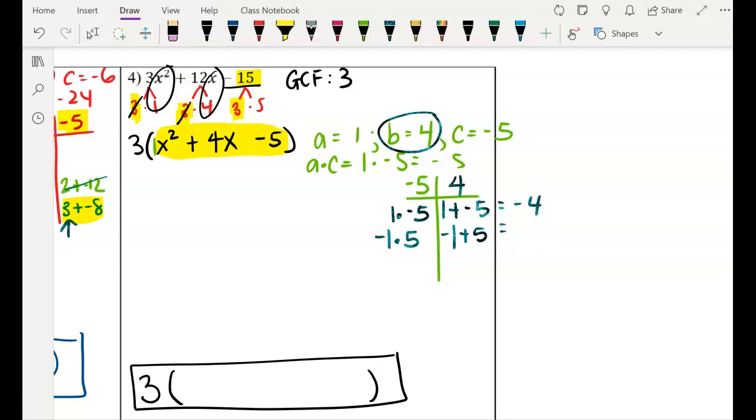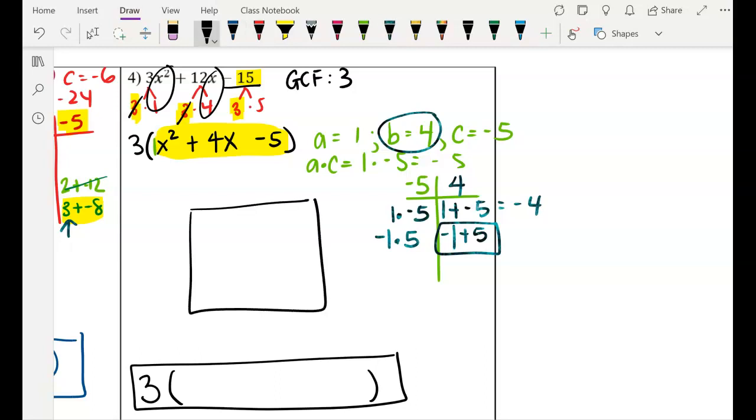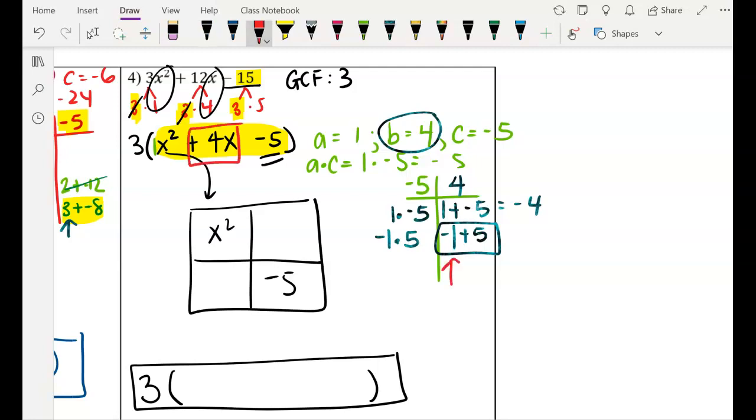So what we are going to do is keep these 2. I'm going to make the box. Okay, here we go. The first term goes in the box here, that's x squared. The last term goes here. Remember, we want the middle to be a positive 4x, so that means we're going to write negative 1x here and a positive 5x here.